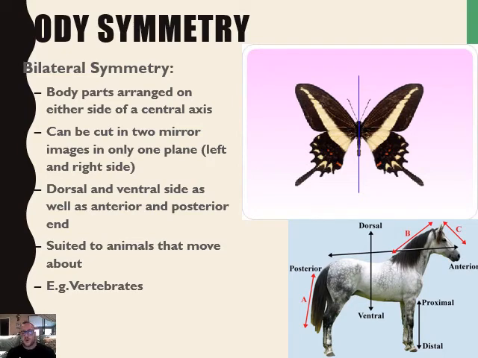Now, in case you forgot what that is, I've put a lovely little diagram of a horse in there, and you'll be able to remember what dorsal and ventral is. So your dorsal is your back, and your ventral is your stomach. Your posterior is from your bum backwards, and your anterior is coming from the top of your skull all the way up. It's suited to animals that move about because it gives you a sense of direction. You now know what front is, what back is, what left is, what right is, and you can maneuver based on your senses to be able to tell you what is going on.